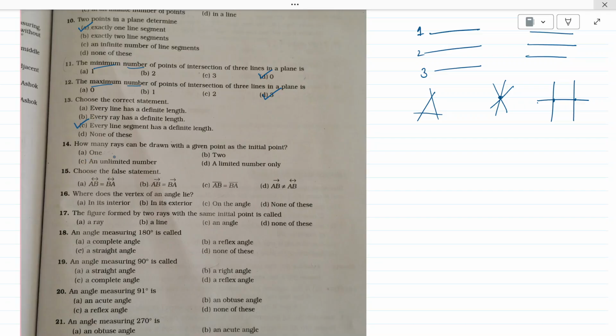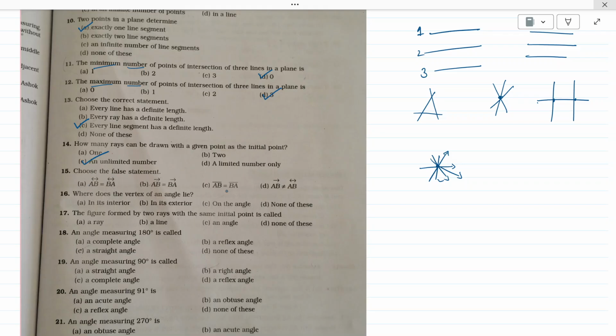14th is how many rays can be drawn with a given point, one point as the initial point. So again, it is an infinite number of rays we can draw, right? We have done this question in the previous exercise also. This is an unlimited number.